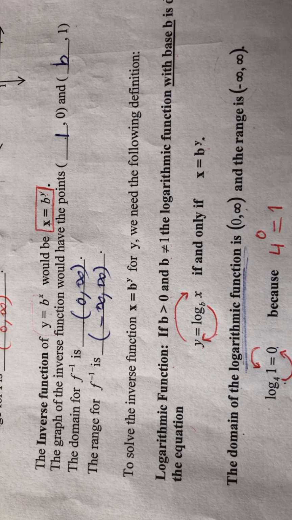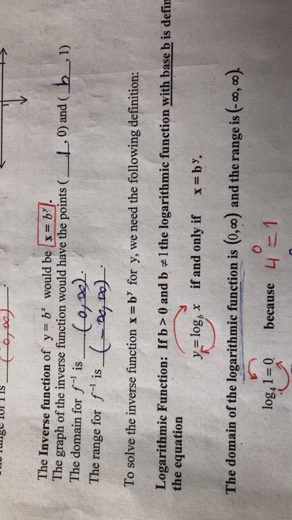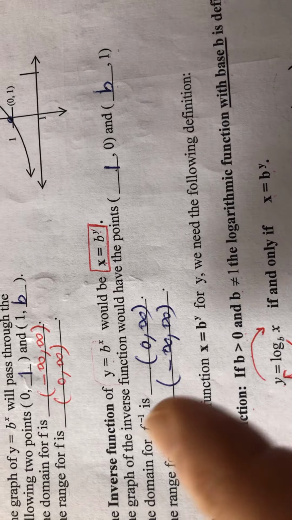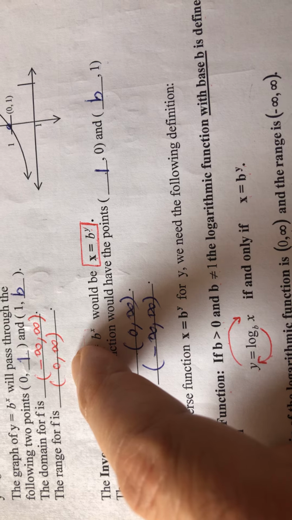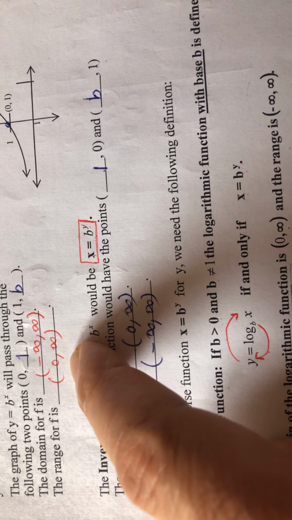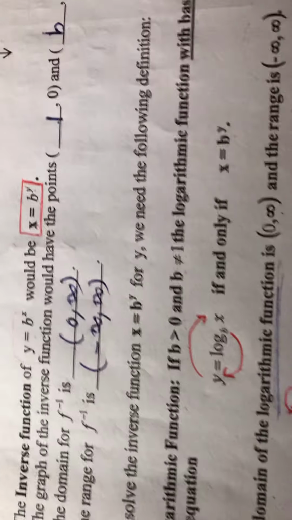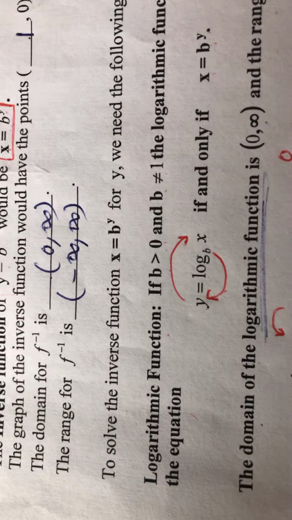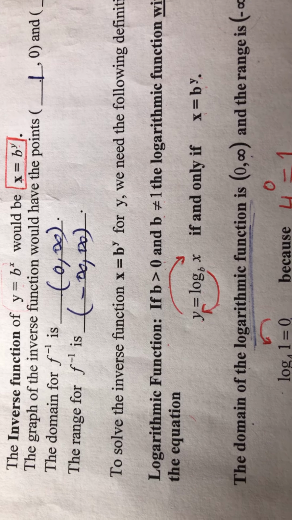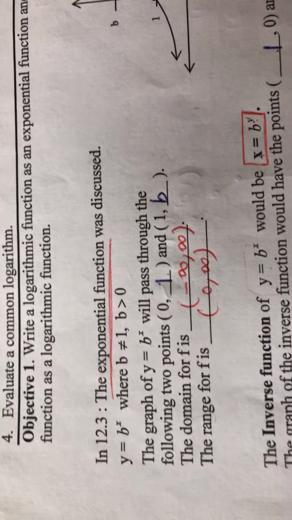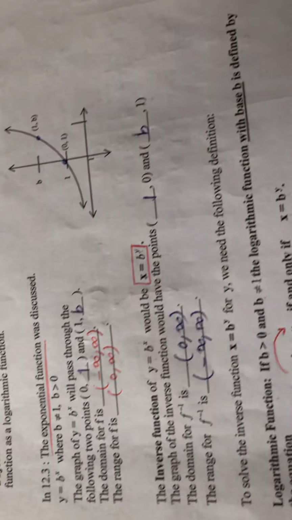Now, the domain for f inverse is the range of the exponential. So the range here is 0 to infinity. This is for the exponential. For the inverse function, this becomes the domain for f inverse. And the range for f inverse is minus infinity to infinity, which is the domain of the exponential function.